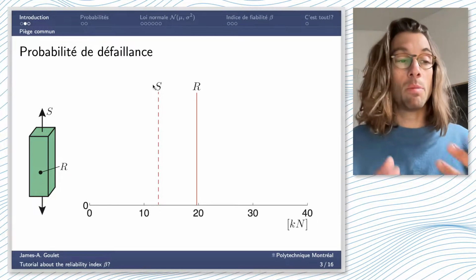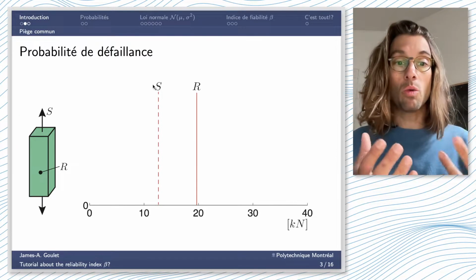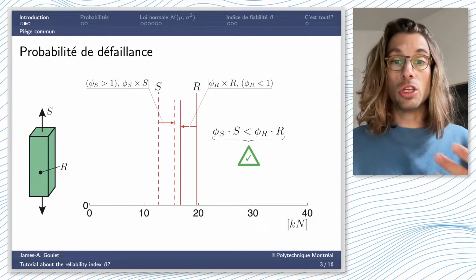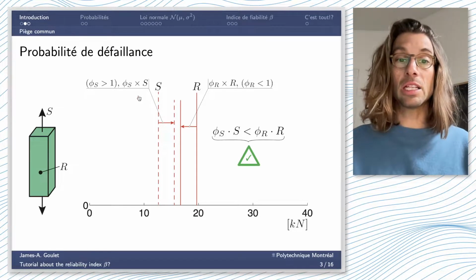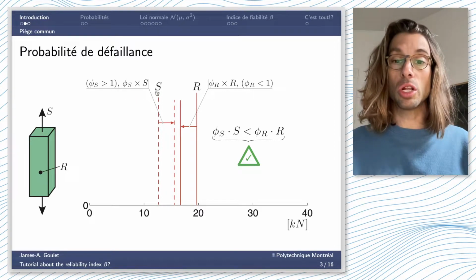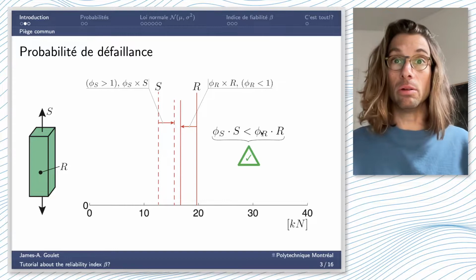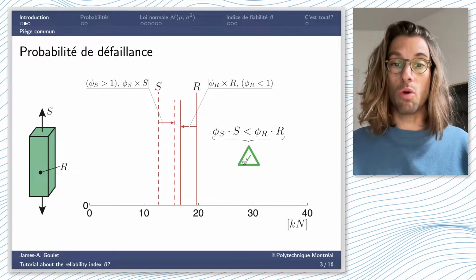everything is all right. But in practice, when we design such a member, we want to make sure that no matter what happens, the strength is always greater than the solicitation. So we're going to use coefficients that reduce the strength and increase the solicitation. In that case, if the weighted down strength is greater than the weighted up solicitation, we're going to say everything is fine, no additional measure is required.